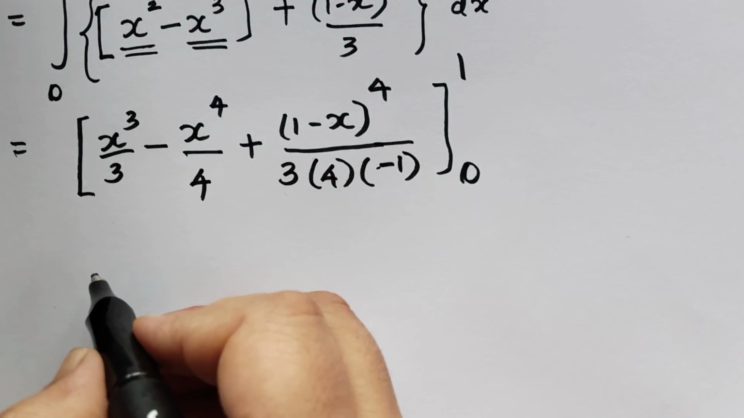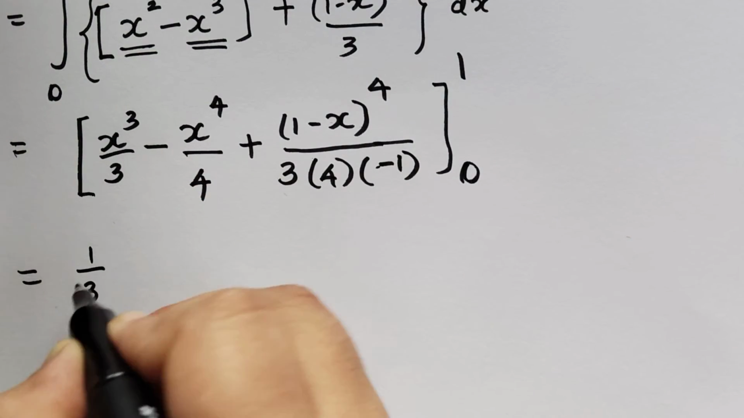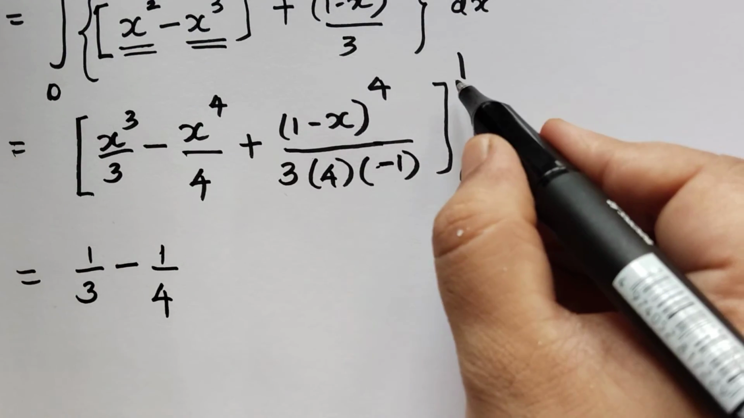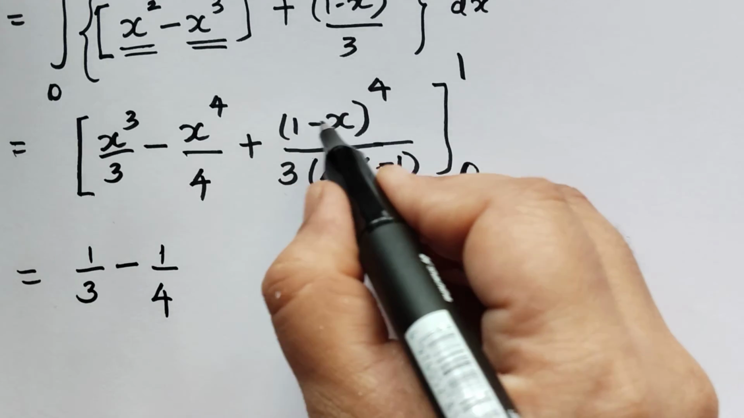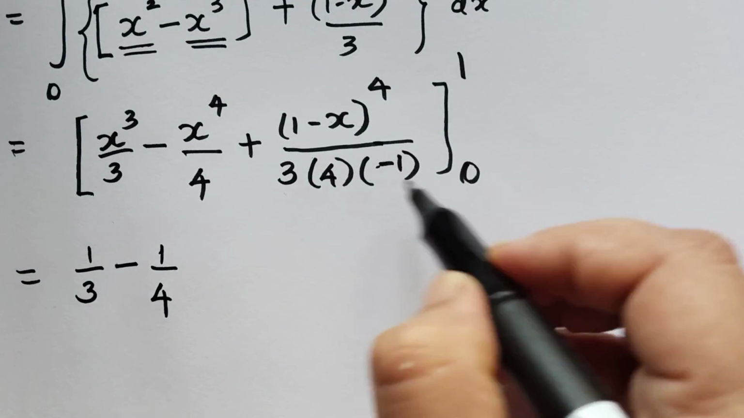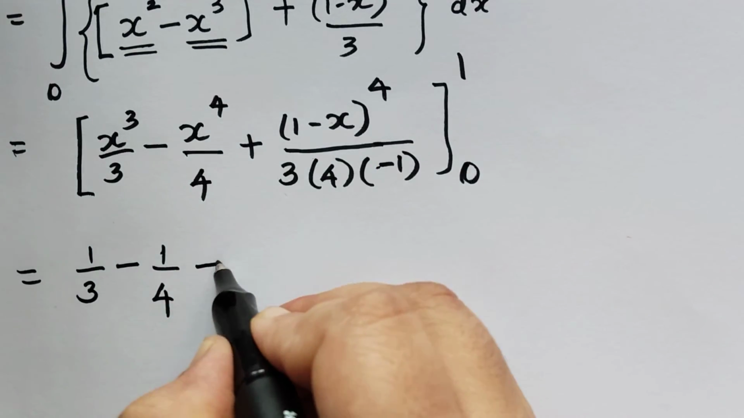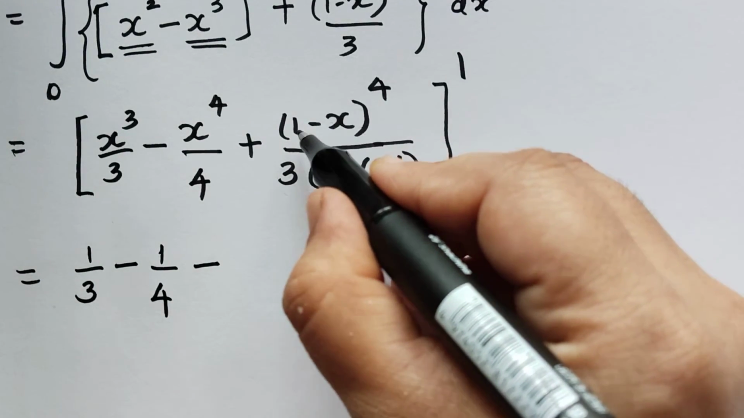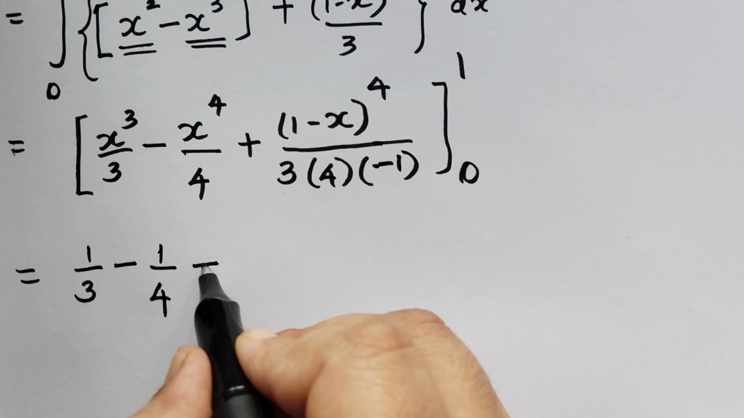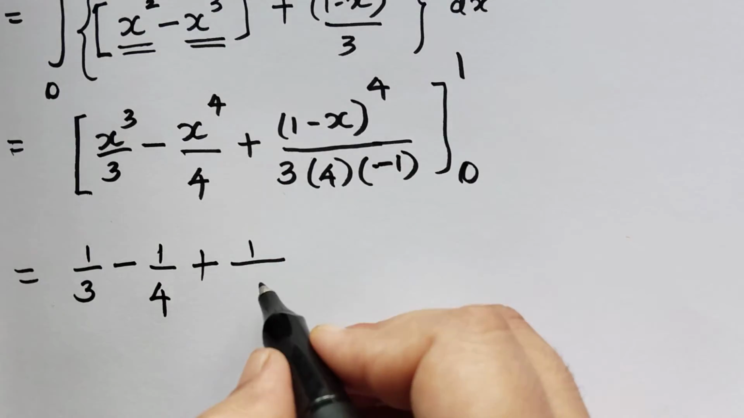Simplifying this further, on application of the upper limit, if you put x cube as 1, you will get 1 by 3, minus x power 4 as 1, you will get 1 by 4. And here when you put the upper limit, it becomes 0 because 1 minus 1 will be 0. Then we have to substitute the lower limit, so minus the lower limit. Here if you put 0, this term will become 0, and here also it will become 0. So minus, here this term when you put x as 0, you will have 1 power 4 divided by, and we have this minus sign, so it gets multiplied with this minus. Minus into minus will become plus. So it will be 1 by 4 times 3, which is 12.